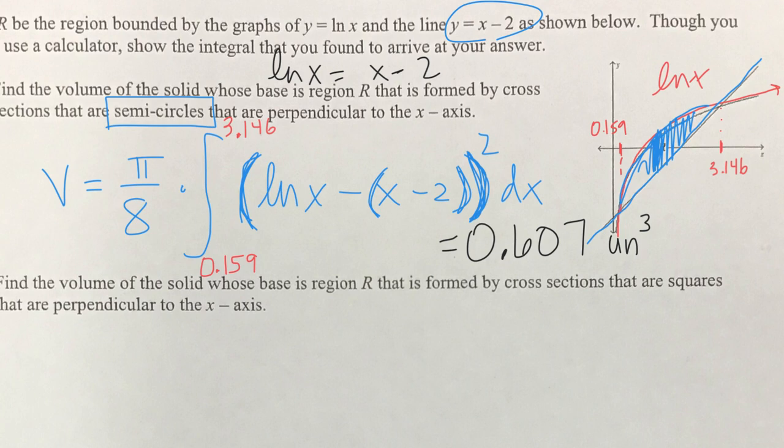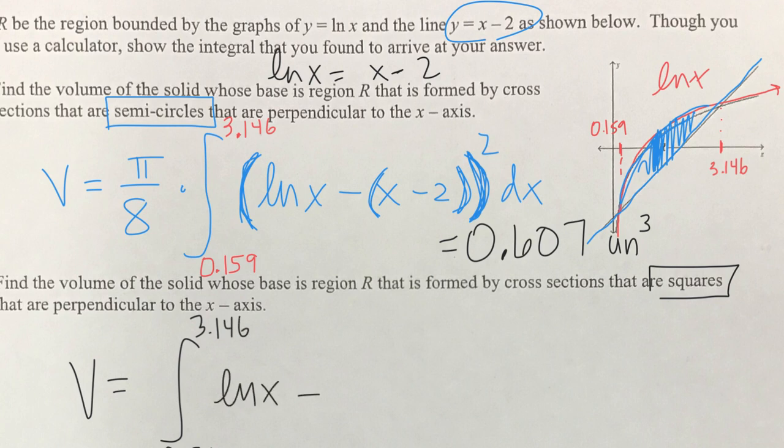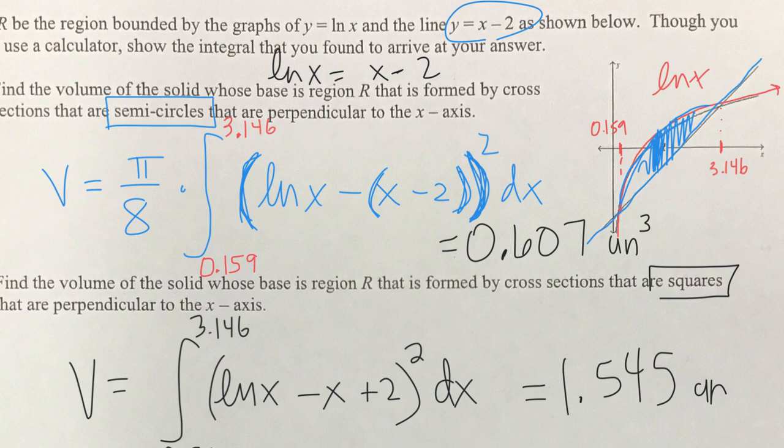Okay, so the next one says find the volume with square cross sections. Okay, so for squares, we don't have a coefficient. It's just the distance in between your two things squared using the same interval from 0.159 to 3.146 of natural log x minus x plus 2 squared dx. Okay, a square does not have a coefficient in front of the integral, and we get 1.545 cubic units when you plug that into your calculator.